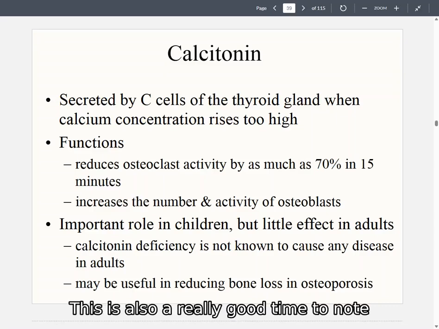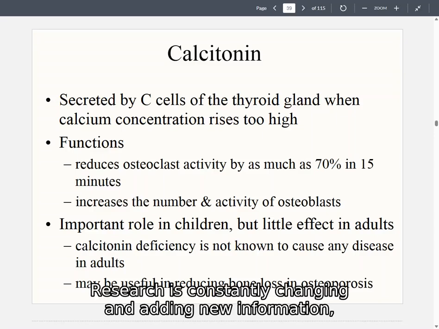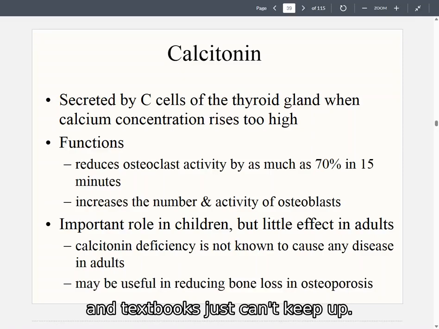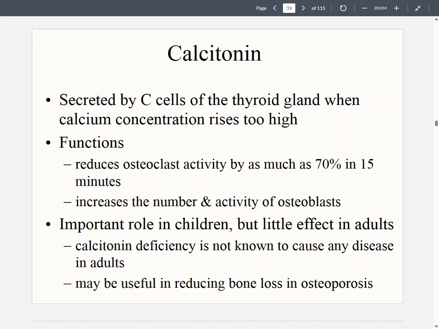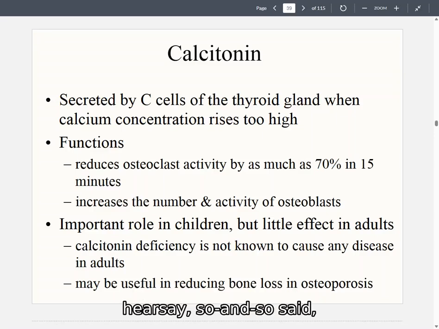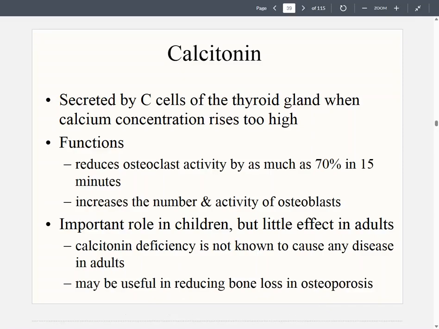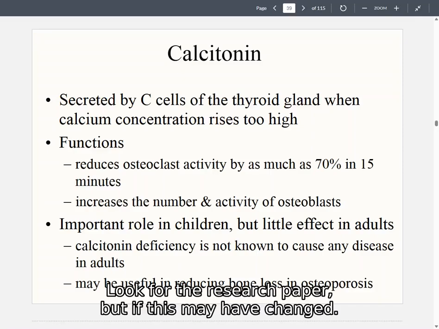This is also a really good time to note that your textbook is usually going to be about 10 to 20 years behind the research. Research is constantly changing and adding new information, and textbooks just can't keep up. So if you have seen research, not just hearsay, like so-and-so said, or I read in an article from CNN or Fox that this thing came out, look for the research paper, because this may have changed.